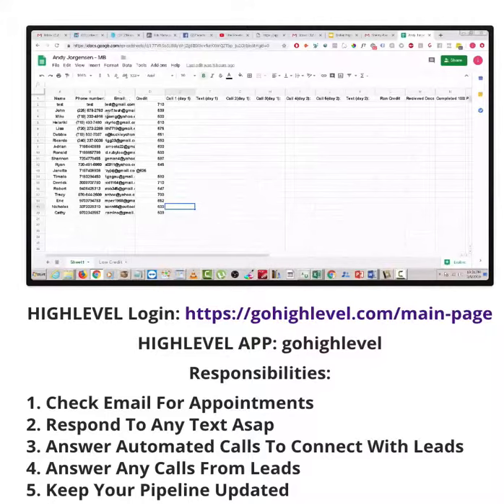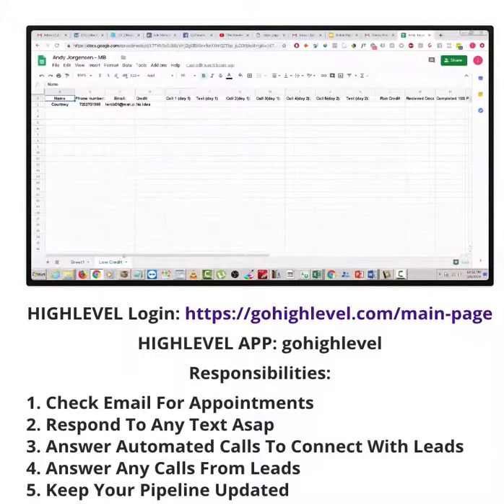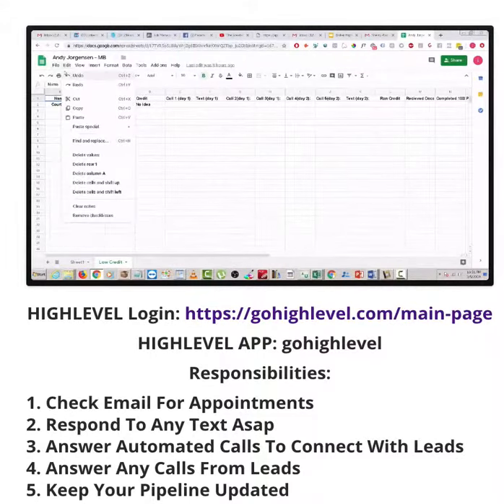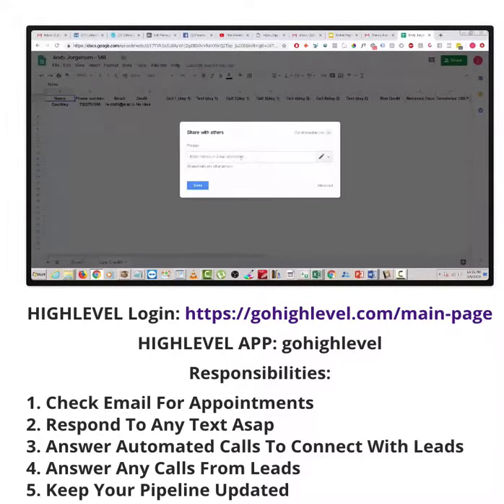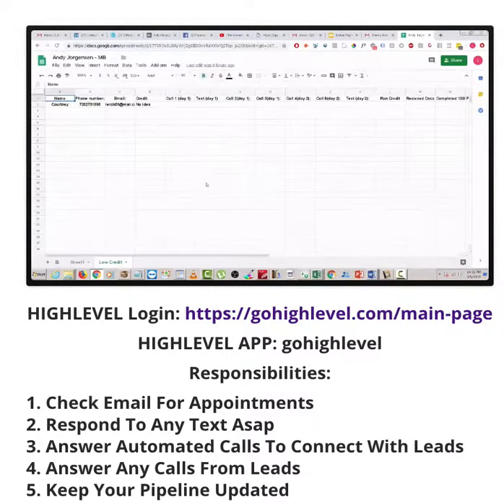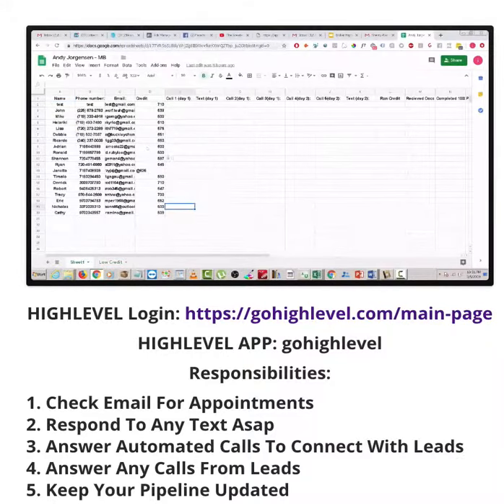Now, also, within this list, you have low credit. If you have in-house credit repair, share this sheet. You can hit File, Share it with your credit repair person. That way, they can start following up with the low credit leads and put them through credit repair. So that is all you need to know about the sheet.